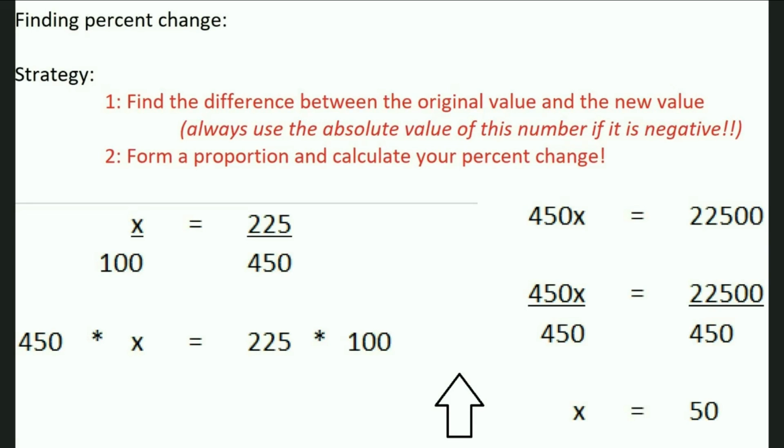Now, what does that tell me? That tells me that the percent change between 450 and 675 is 50%. That's a 50% increase, okay? And that's what I figured out. So let's go on to the next one.